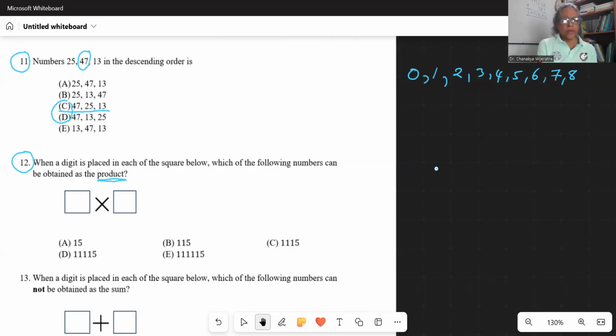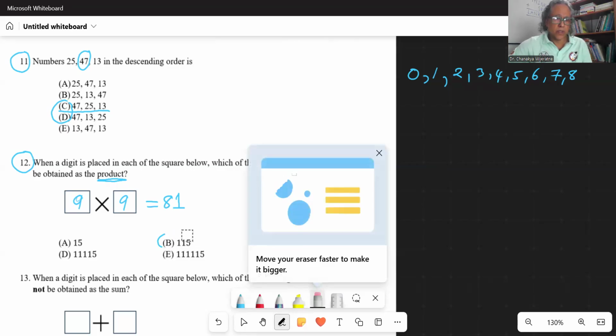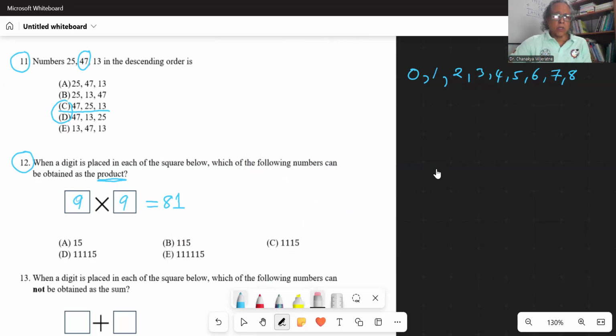If you look at the numbers, these are big numbers, in increasing magnitude. But you can see that we cannot get a number bigger than 81 as a product, because if you put 9, the biggest digit, in these two boxes, we get 81. So we can't get a number bigger than 81. As you can see, only 15 is smaller than 81, so it has to be the answer.